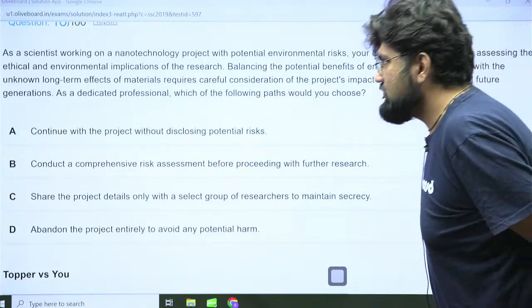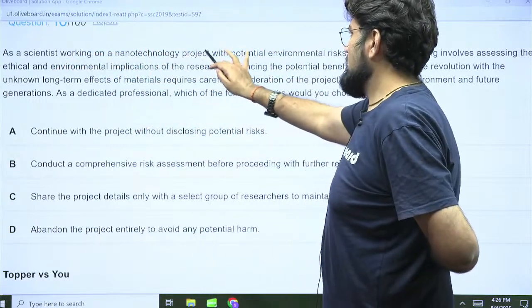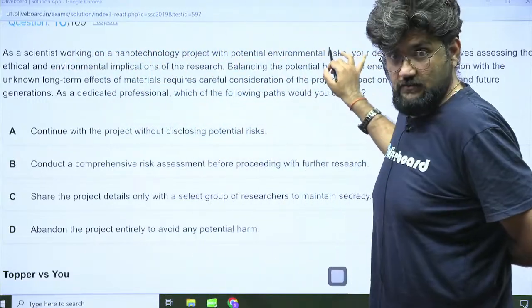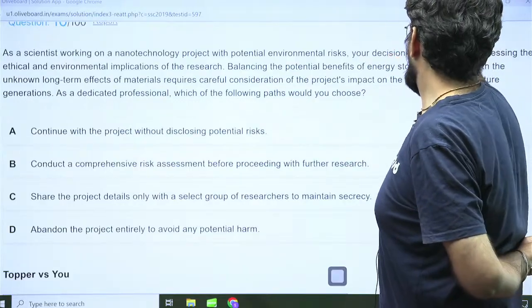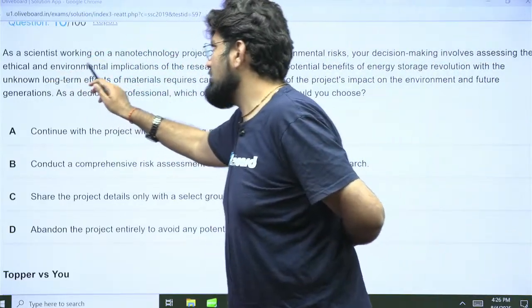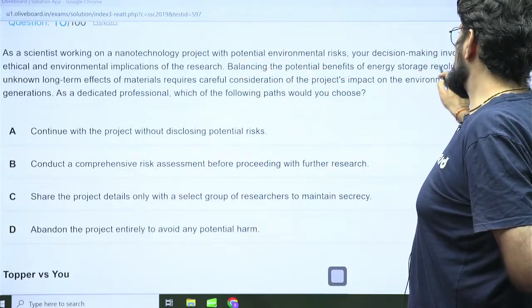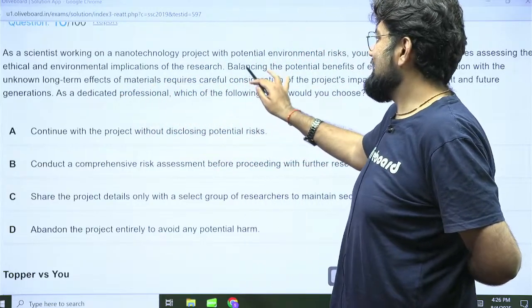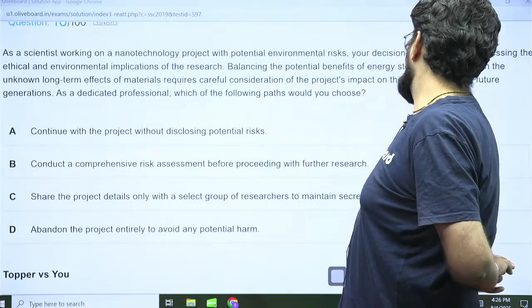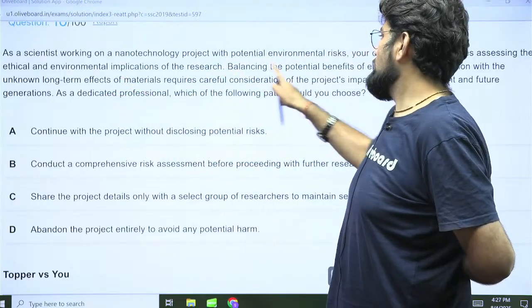So as a scientist working on a nanotechnology project with potential environmental risks, your decision making involves, what is your main decision about? Assessing the ethical and environmental implications of the research. Balancing potential benefits of an energy storage revolution with unknown long-term effects of the material required, requires careful consideration of the project's impact on the environment and future generations. As a dedicated professional, which of the following paths would you choose?